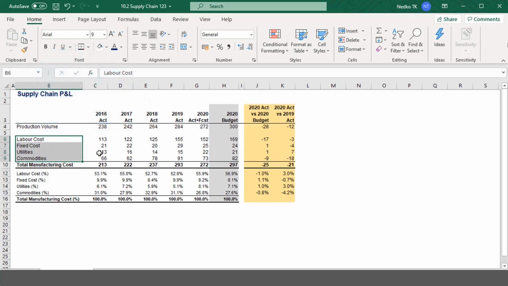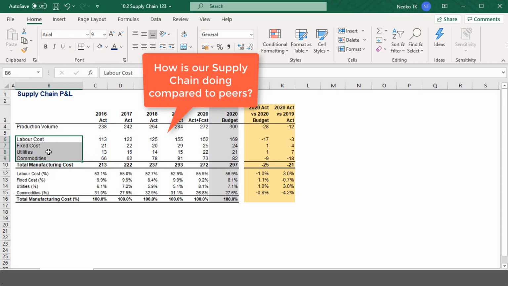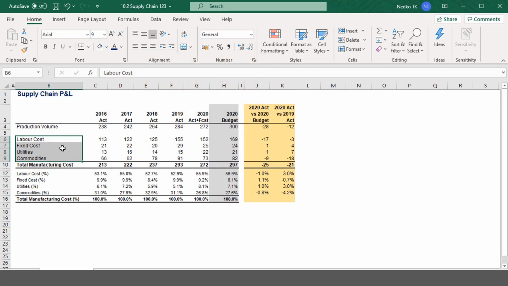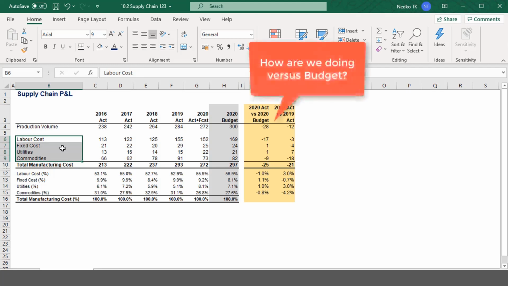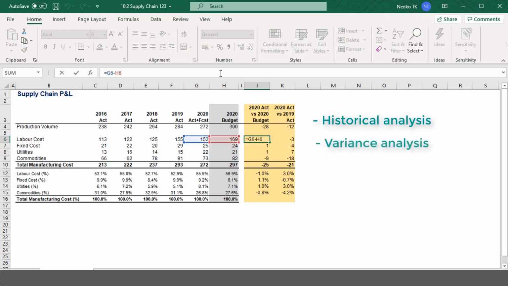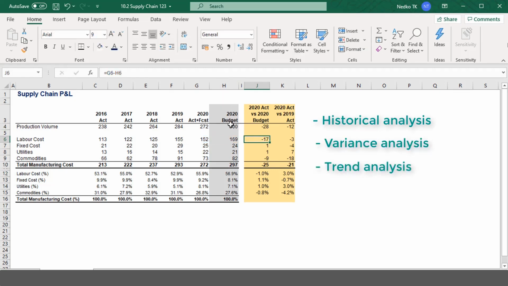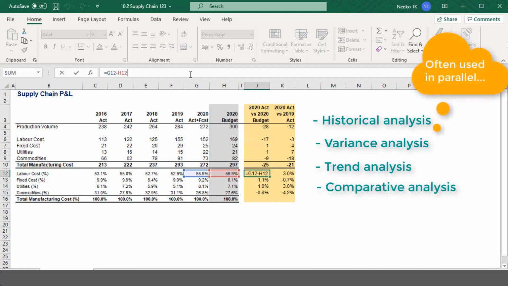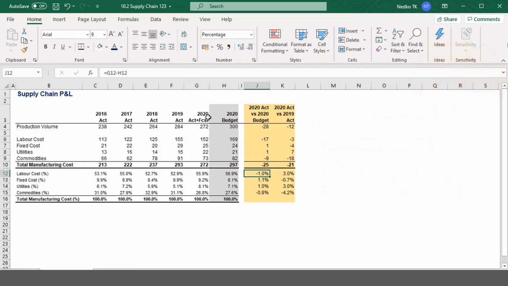Let's revert back to the original question posed by management. How is our supply chain organization doing compared to peers? First, the leadership team wants to understand how we are doing versus the budget. For this type of analysis, we can use the tools examined in the descriptive analytics phase, such as historical analysis, variance analysis, and trend analysis. Also, a comparative analysis can work well. Typically, the four tools are used in parallel.